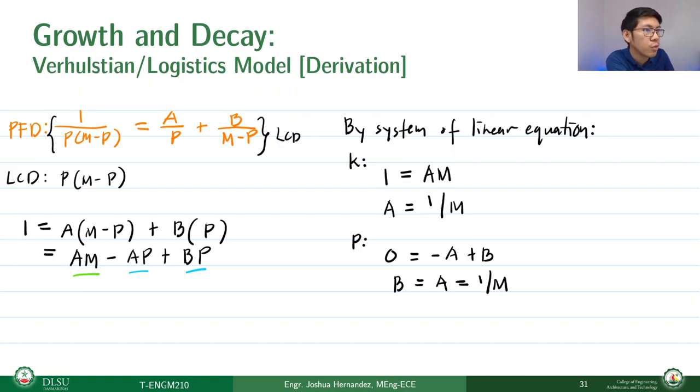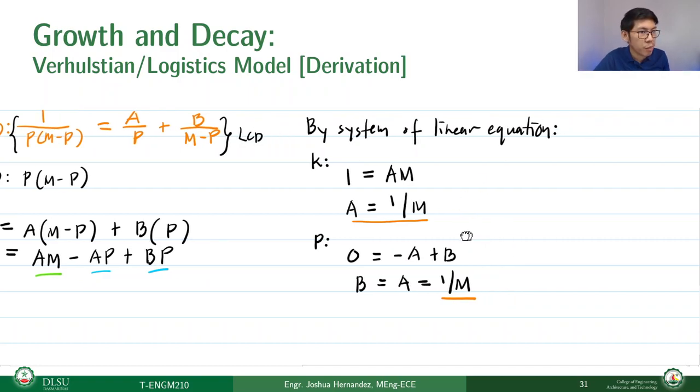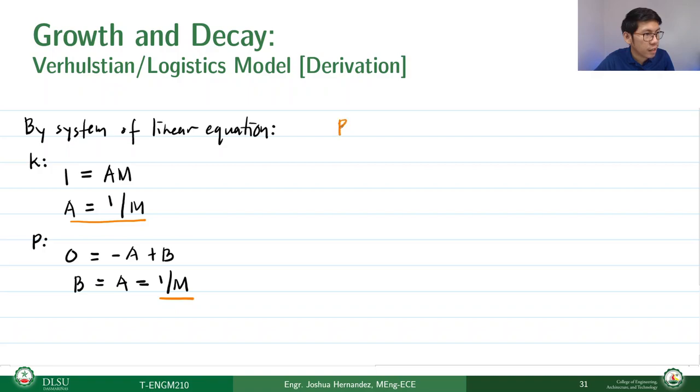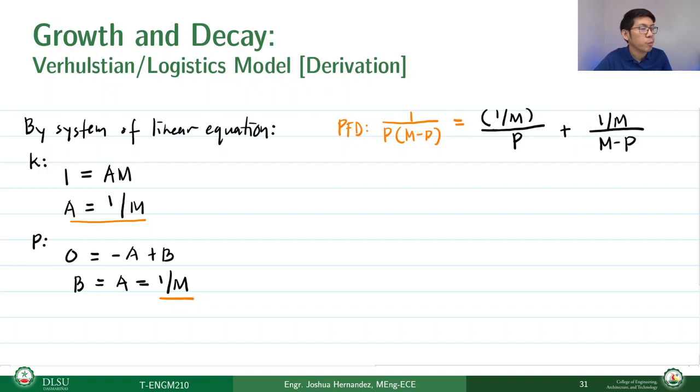Ayun. So, meron tayong dalawa, no? Ito yung a natin at ito yung b natin. So, transferring, magkakaroon ngayon tayo ng partial fraction decomposition na PFD. Yung ating PFD na 1 over P(M minus P) is also equivalent to, ano yung ating A, 1 over M, all over P, and then plus 1 over M then all over M minus P. So, ito pala yung kanyang decomposition.